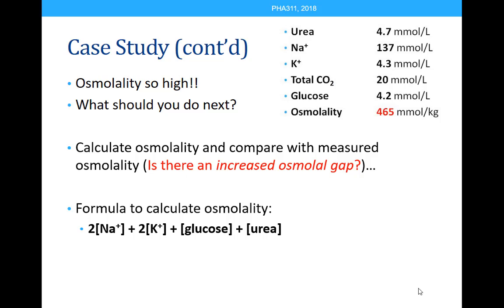That there is something in the blood which is contributing to osmolality, right? But when you use the formula to calculate, it is not there, but it is present in the blood. In this case, going back to the history, what do you think that could be? Ethanol, right? Alcohol. So there's a lot of ethanol in his blood. There is a high osmolar gap. So in this case, it is due to the presence of ethanol in the blood. So remember that. Okay, very common in clinical practice.